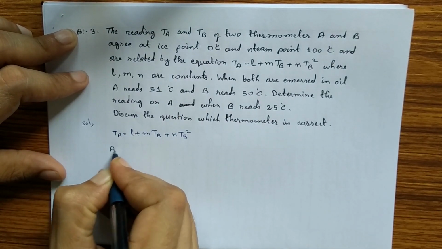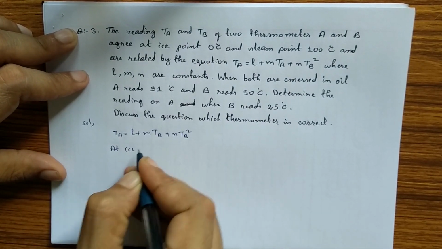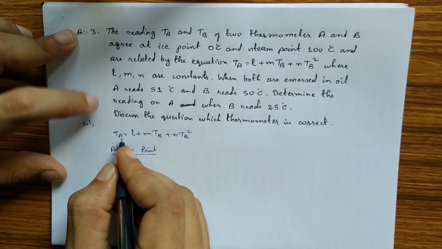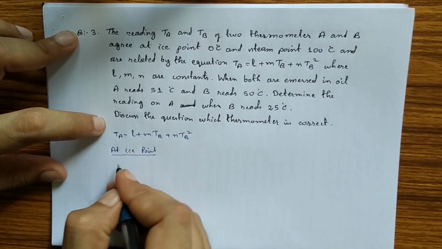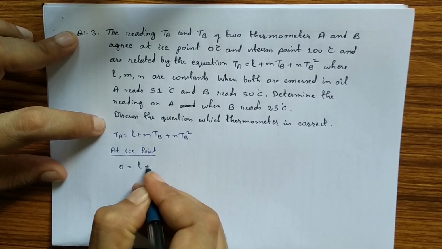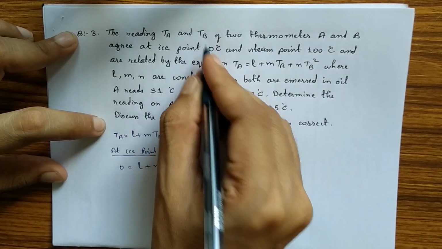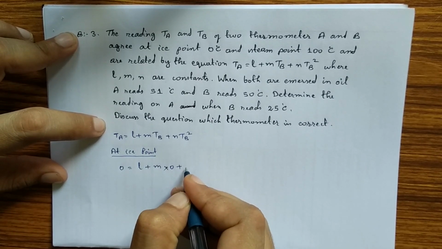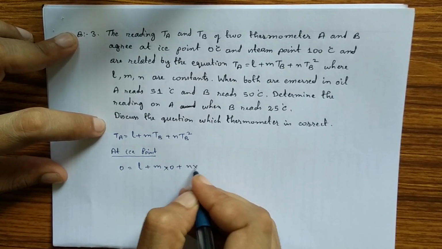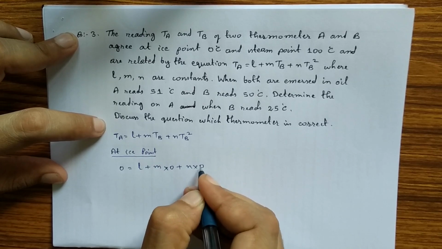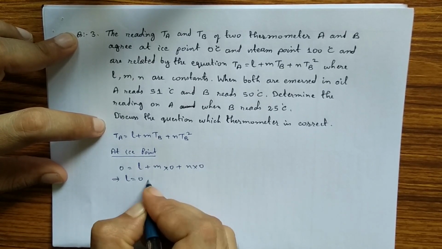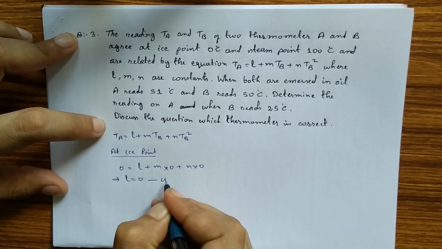So at ice point, TA we have 0, L plus M, TB is also 0 because both agree at ice point. So we have N into TB square, TB is 0, so solving this L equals to 0. We will consider this as equation 1.